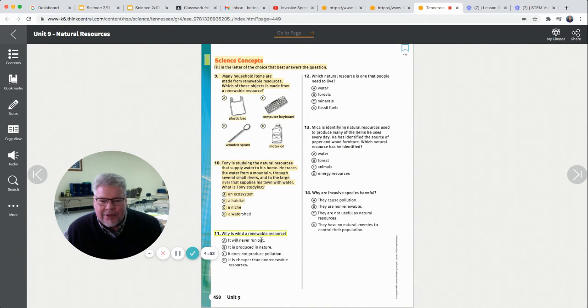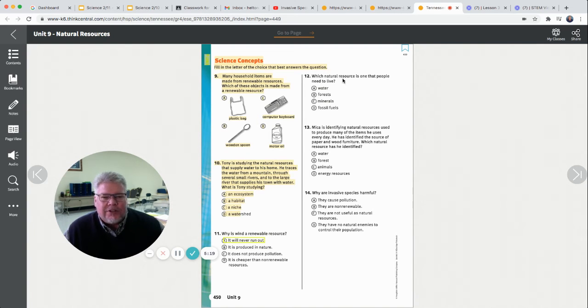Number 11, why is wind a renewable resource? Renewable. It'll never run out. It's produced in nature. What do you think? It's A. It's never going to run out. Wind will never run out. It is produced in nature, but so is oil and fossil fuels. That doesn't make them a renewable resource, does it? So it's never going to run out.